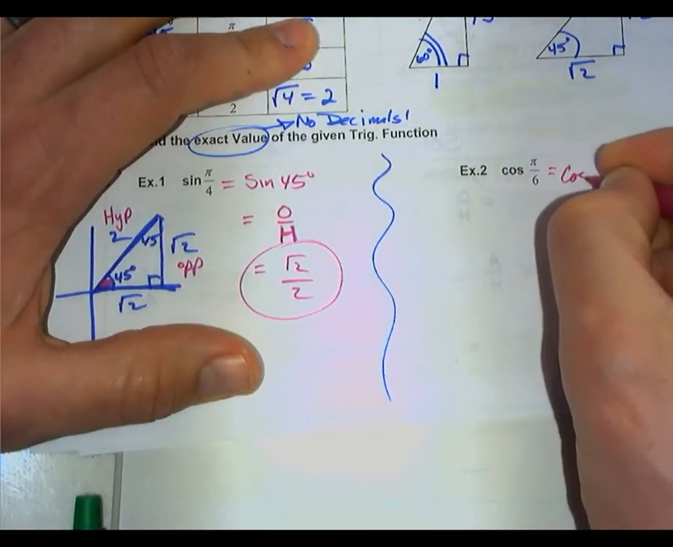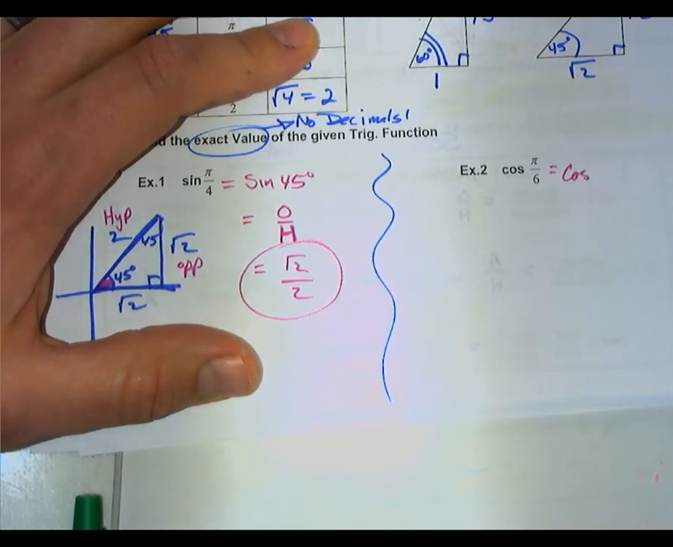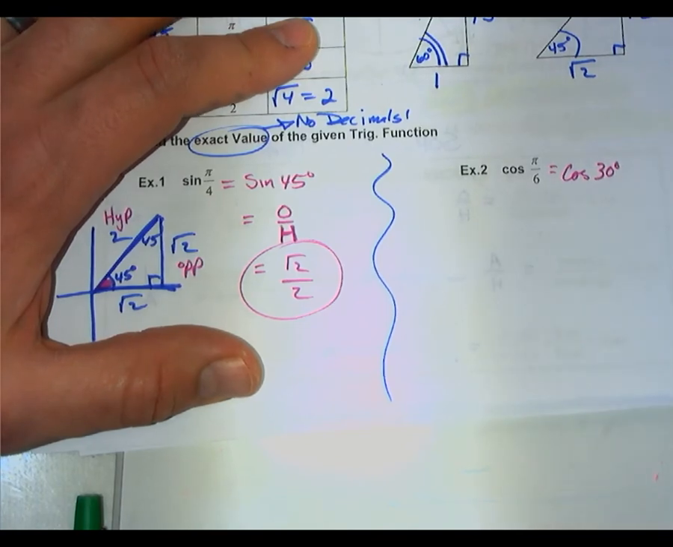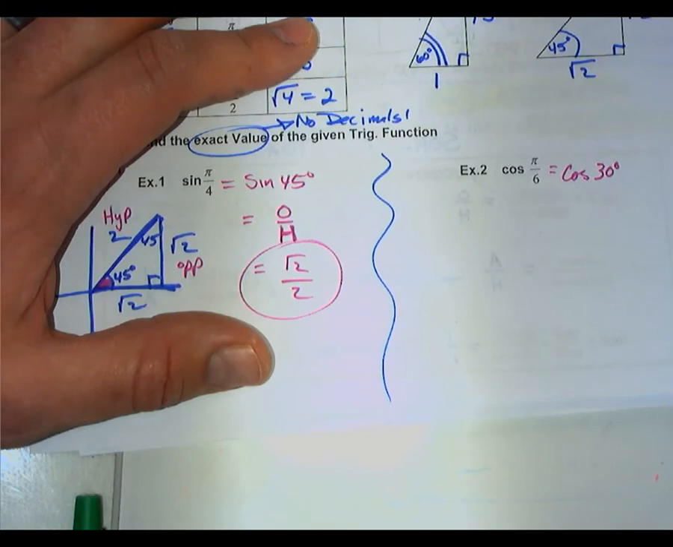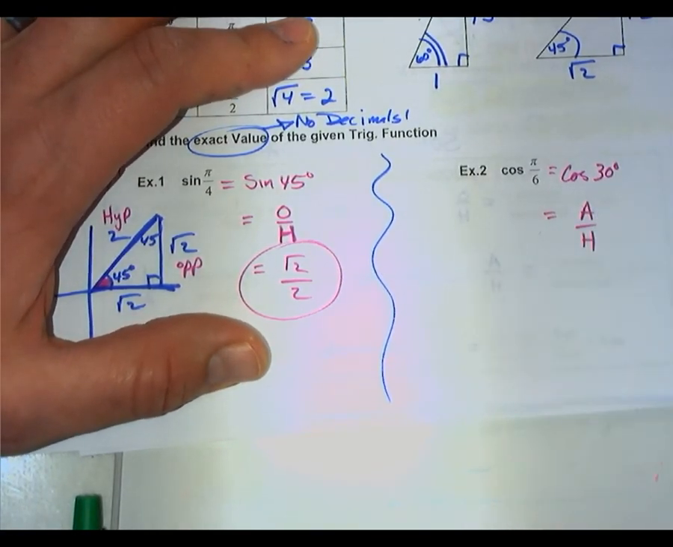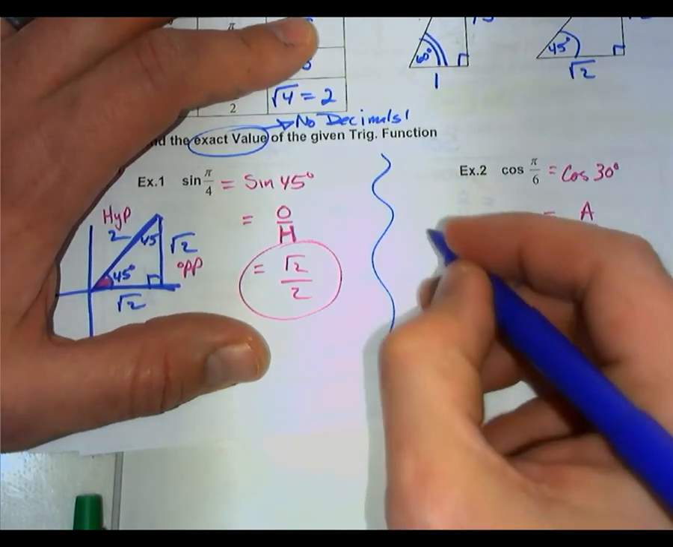Here we go. Cosine of 5 pi over 6. I always convert that. What's 5 pi over 6, y'all? 30. If it's got a 6 in it, the angle's going to have a 3 in it. So in this case, 30. So I want cosine, which is A over H. So I got to go off to the side and make my little triangle.